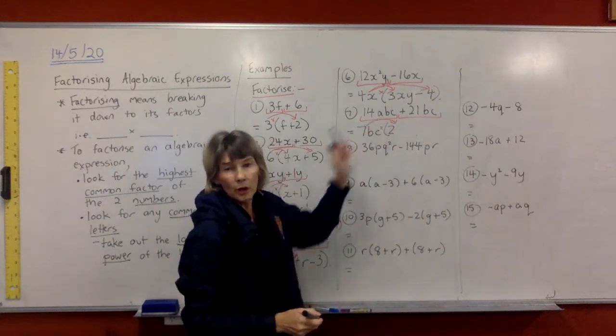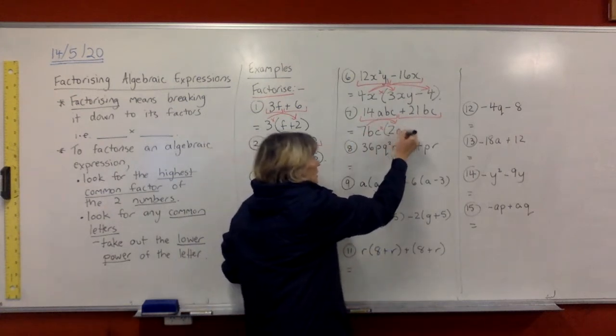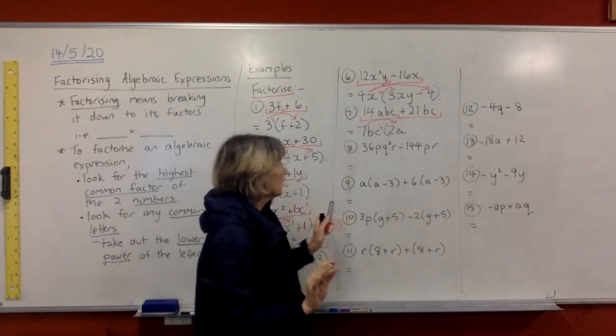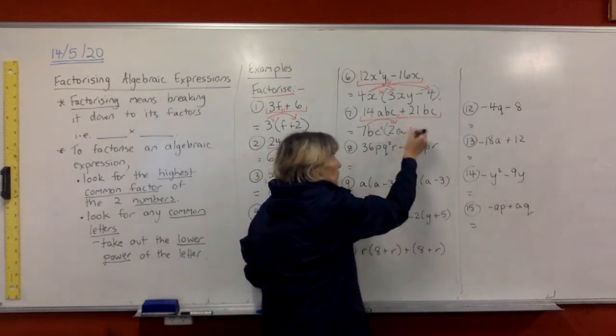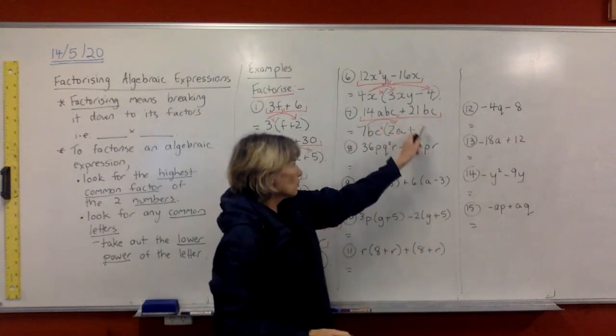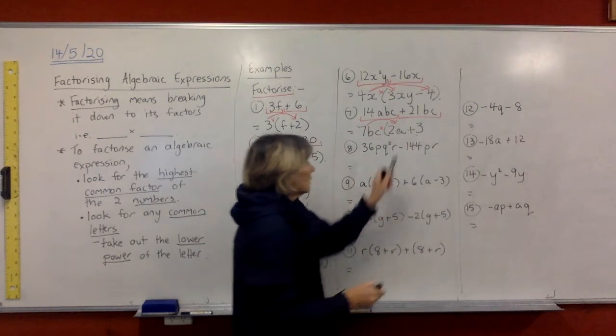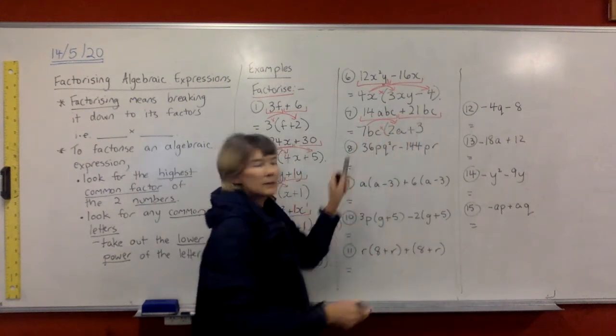The A was not taken out, so that's still inside. The B was taken out and the C was taken out. So that's it. Next term, put your plus. 7 times what gives you 21? That's a 3. The B's out, the C's out, so we're finished.